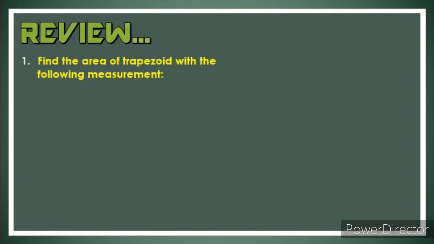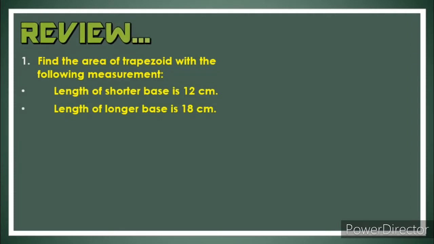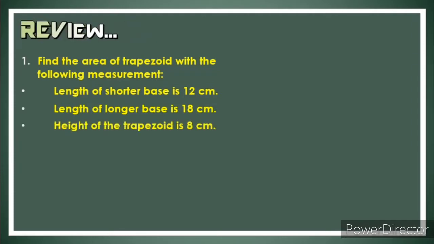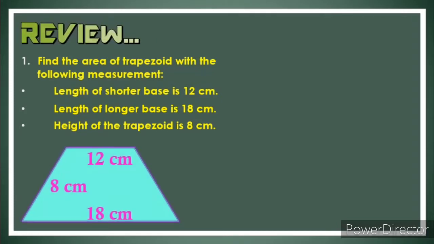Before we proceed to the main topic, let's have a review. Find the area of trapezoid with the following measurements. Length of shorter base is 12 cm. Length of longer base is 18 cm. And the height of the trapezoid is 8 cm. Let's illustrate the figure with base 1 of 12, base 2 of 18, and a height of 8.